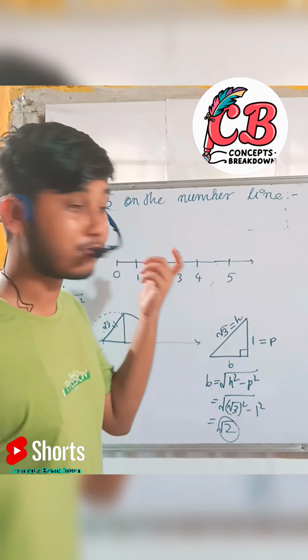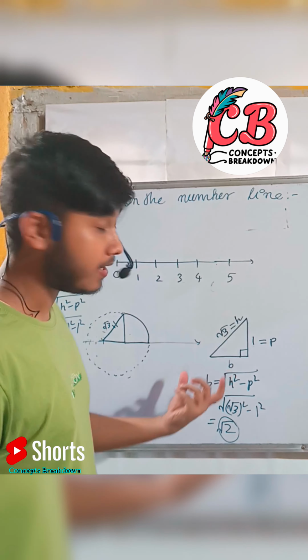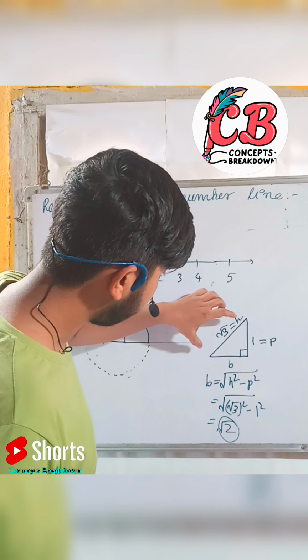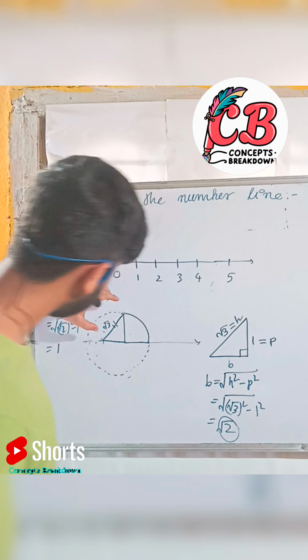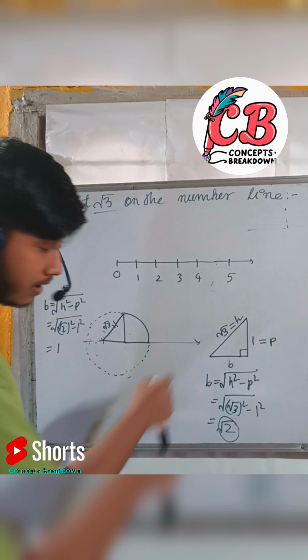So we need to represent root over 3 on the number line. So first we'll draw a right angle triangle. Means we need a right angle triangle of hypotenuse root over 3, so that later we'll measure this hypotenuse, then drop it on the number line.